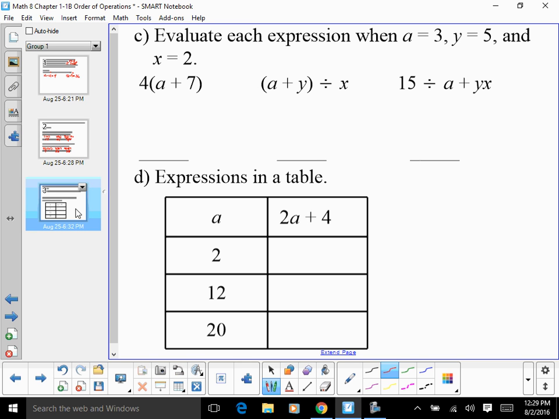All right, let's see how you did. A is 3. This one's parentheses. 3 plus 7 is 10, times 4 is 40.